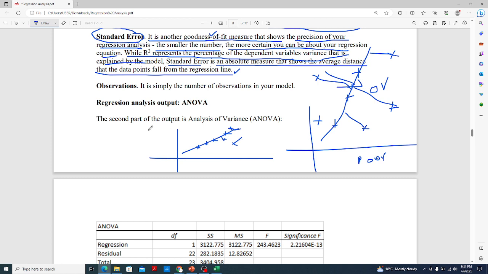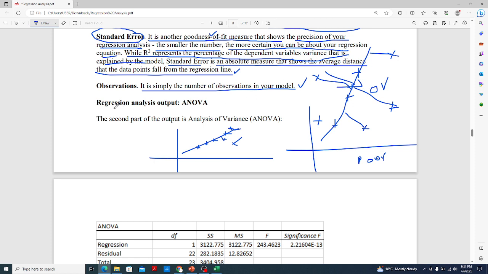Good. Then we have observations. Observations is simply the number of observations in your model.